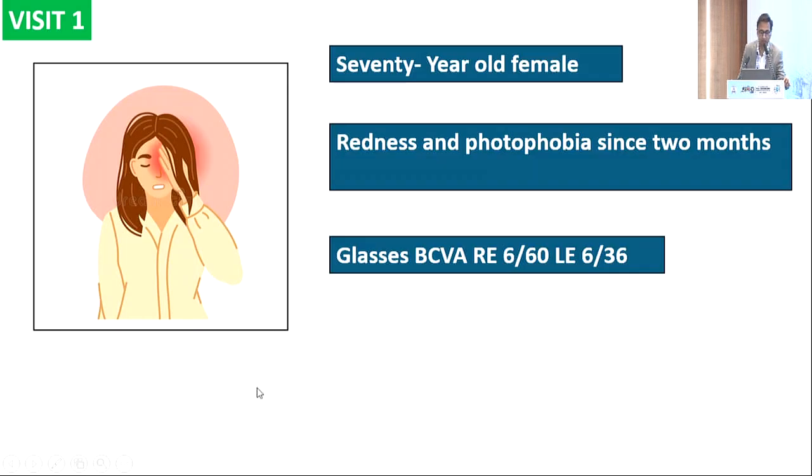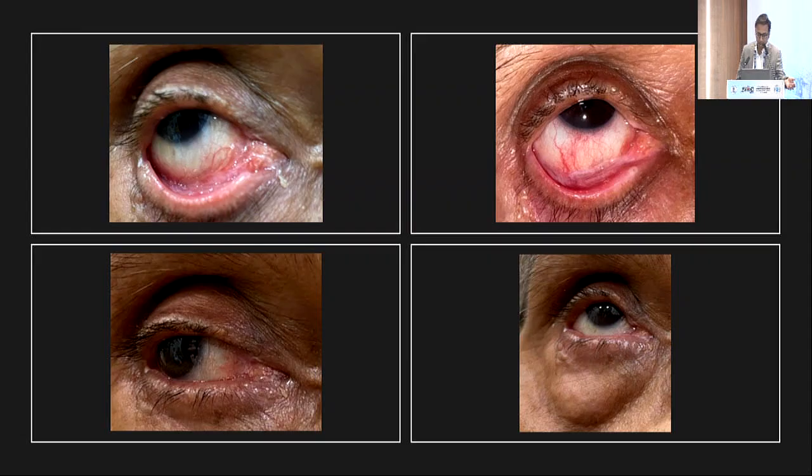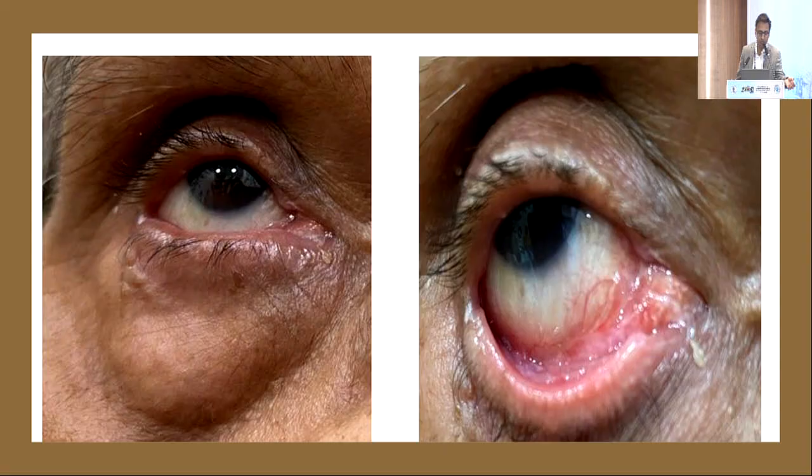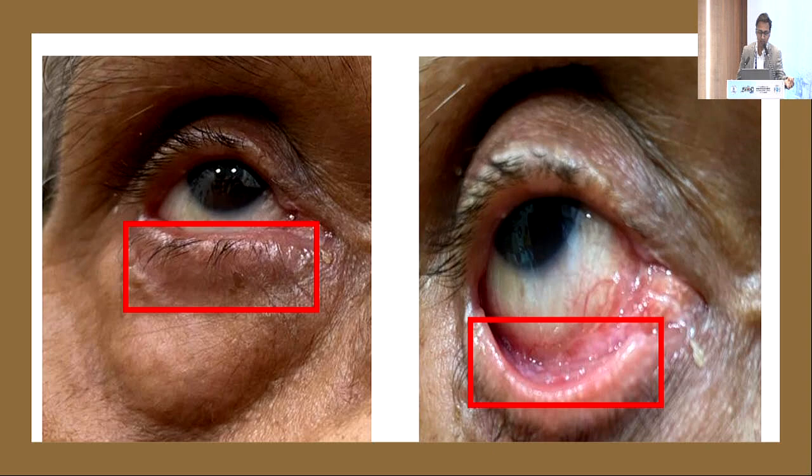So this is case 1, a 70-year-old female presented with redness and photophobia since 2 months, for which she was taking treatment from multiple doctors, and her best corrected vision was 6/36 with grade 2 cataract. These are her clinical pictures, and if you look closely, this may not be very appreciable, but she had a palpable hard mass, almost 1.5 centimeter, here in the lower fornical conjunctiva and the lower lid.